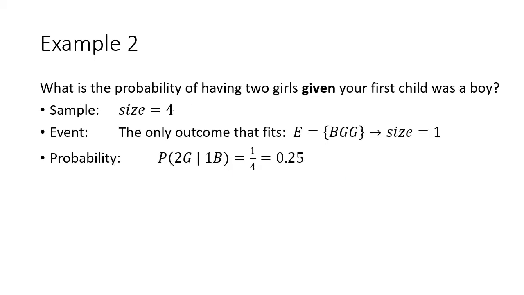Now, when I look at my event, there's only one outcome in that event that fits, the boy, girl, girl, so there's a size of 1. So the probability of having 2 girls given the first child was a boy is going to be 1 out of 4, or 0.25. And that's typically how these conditional probabilities are going to work.